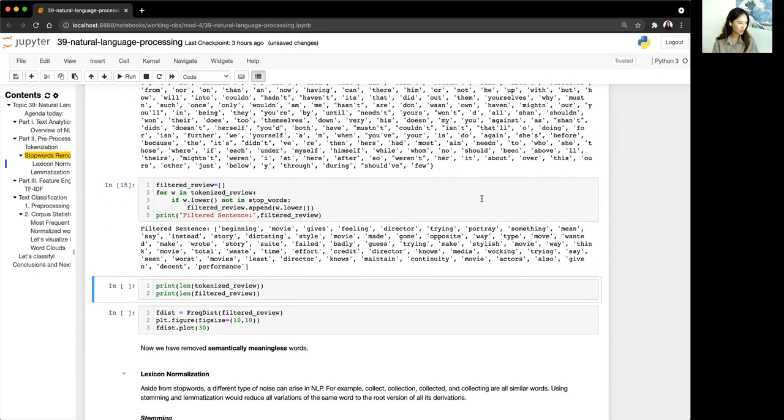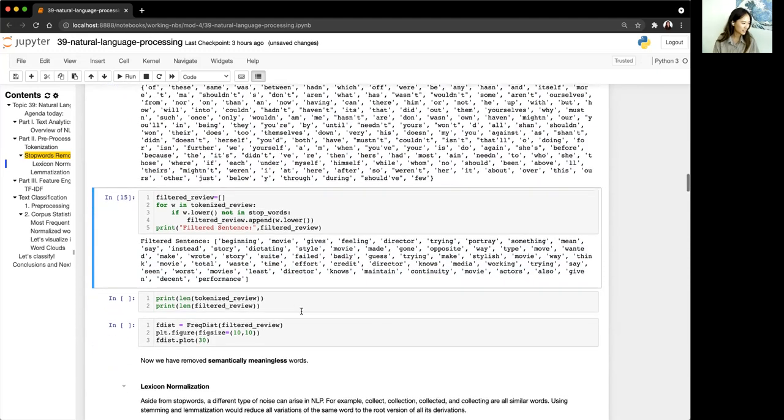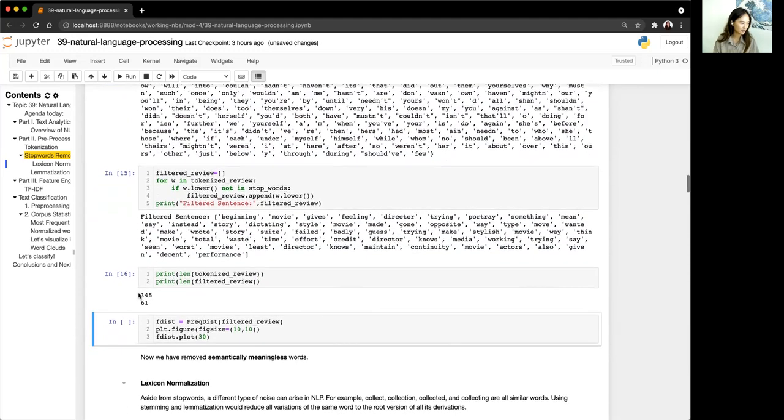After going through the stop word filter, you can see that it's a lot shorter now, but the words are a lot more relevant, a lot more meaningful. If we take a look at how this has changed, it's gone from 145 words down to 61.